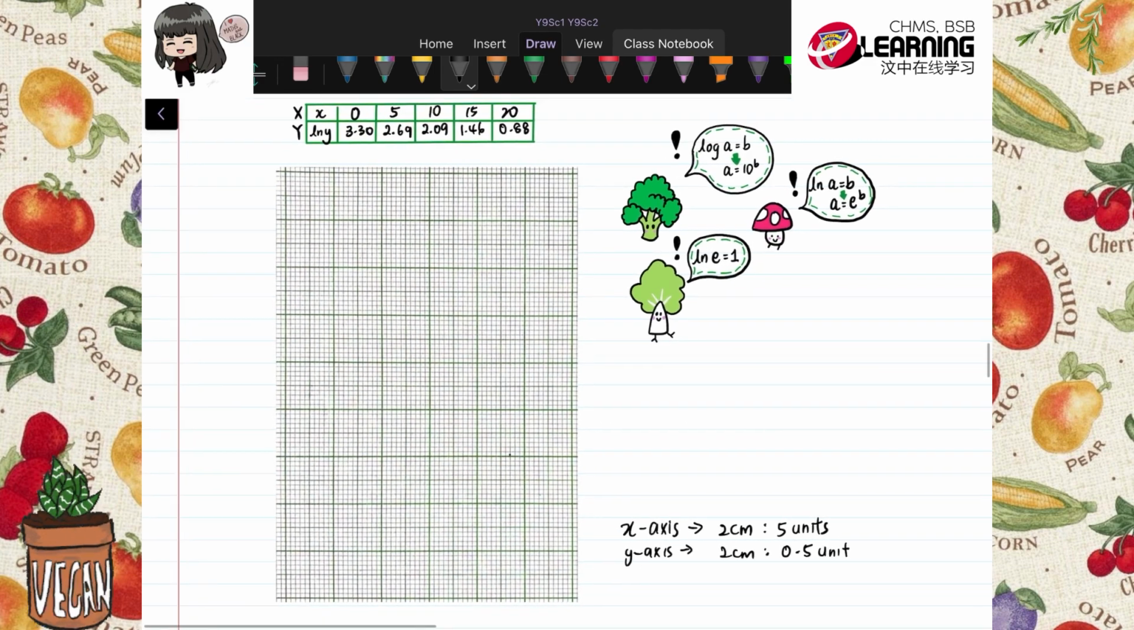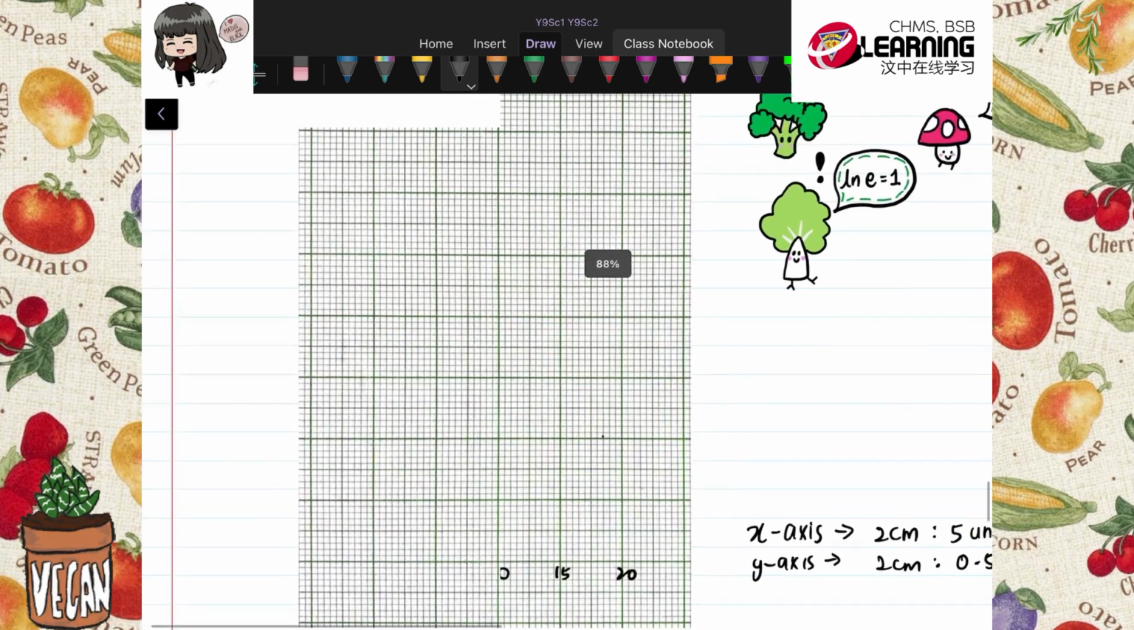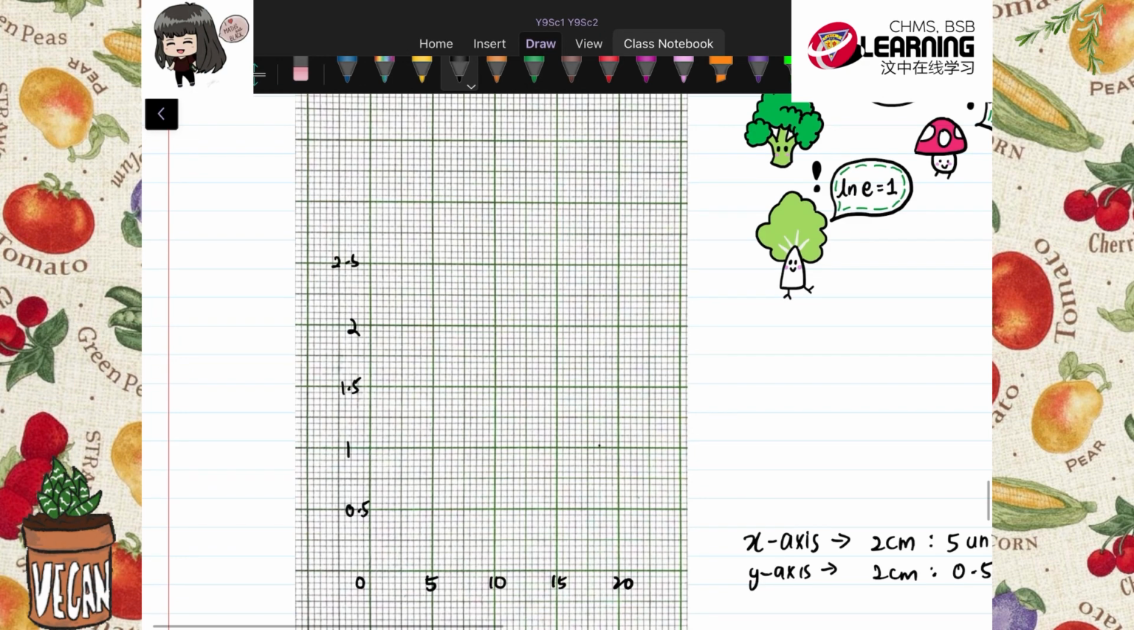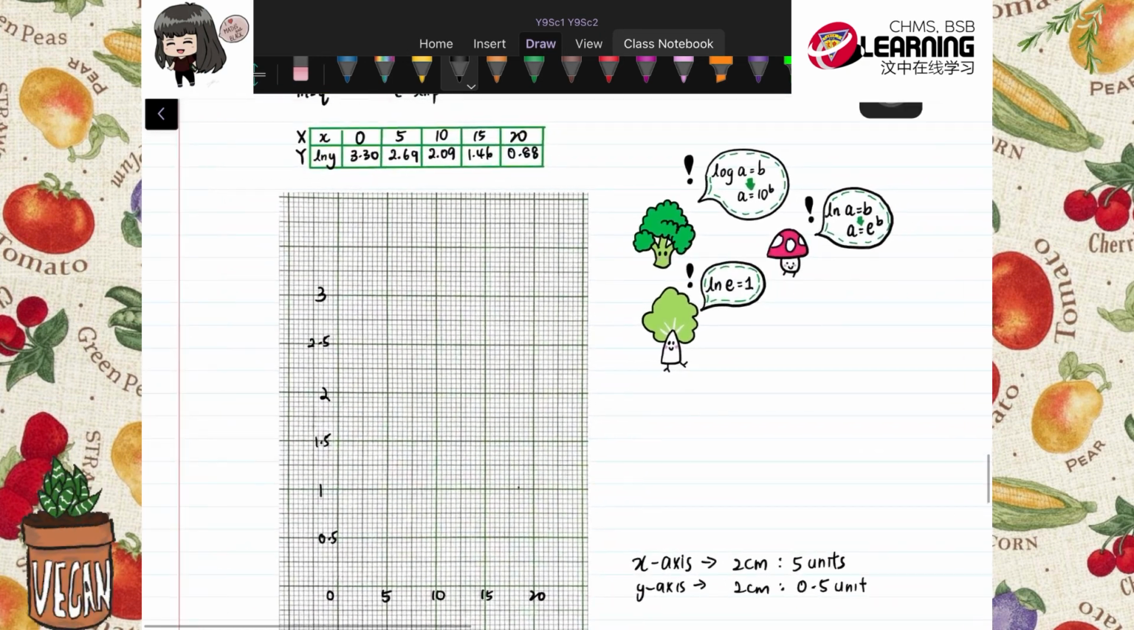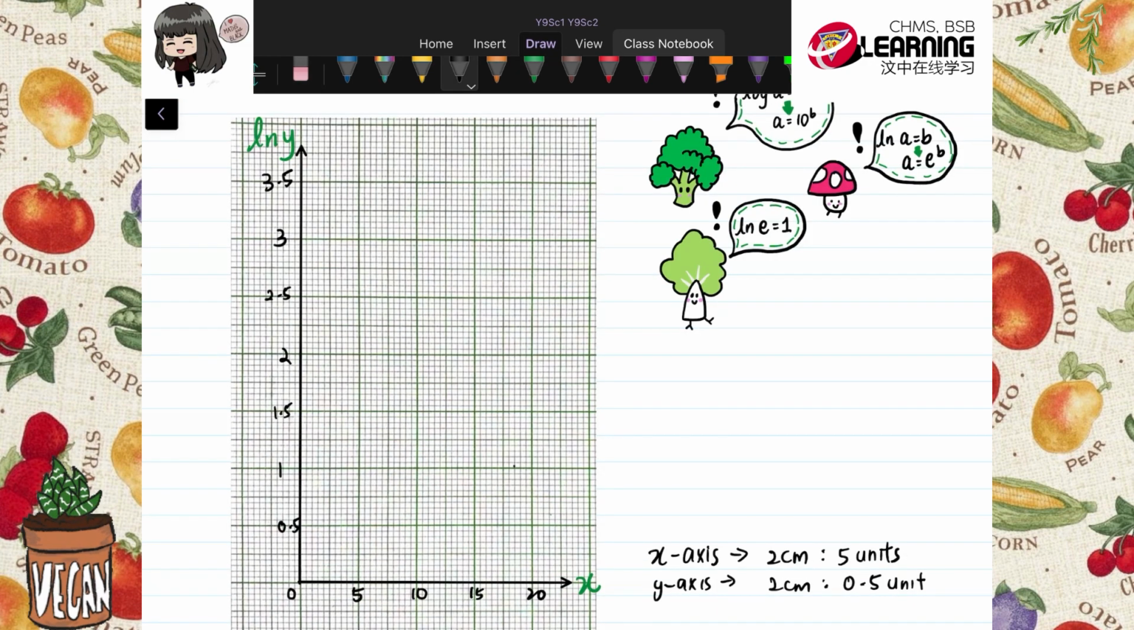Okay, so I'm going to plot first. So 0, 5, 10, 15, 20, then 0.5, 1, 1.5, 2, 2.5, and 3. Okay, I normally see what the biggest value is here. The biggest value is 20, so I go until 20. And for this, the biggest is 3.3, so my highest will be 3.5. Don't forget to label your y and your x. I've drawn my y-axis and x-axis already, so now I'm going to plot the graph.